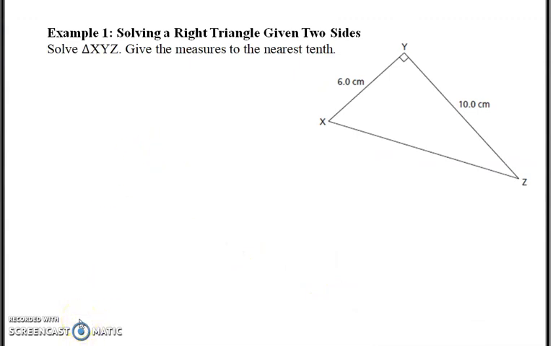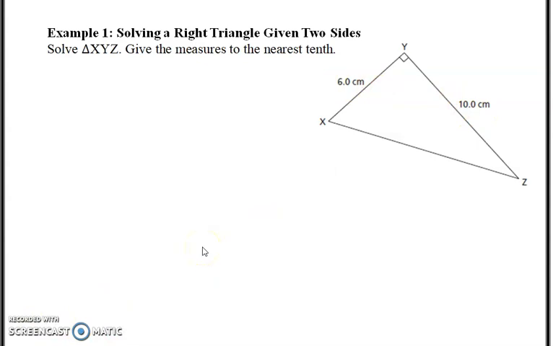Let's look at the first example. Example 1 says solve a right triangle given its two sides. So in this particular example, we were given two sides, and we're asked to solve for triangle XYZ. So that means we need to find all the remaining angles. So there's two here. We know angle Y is obviously 90, so we need to find angle X and angle Z, and we have to find the side y also, because we know side z is equal to 6 centimeters and side x is equal to 10 centimeters.